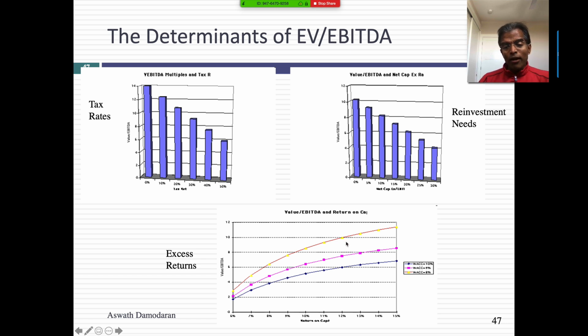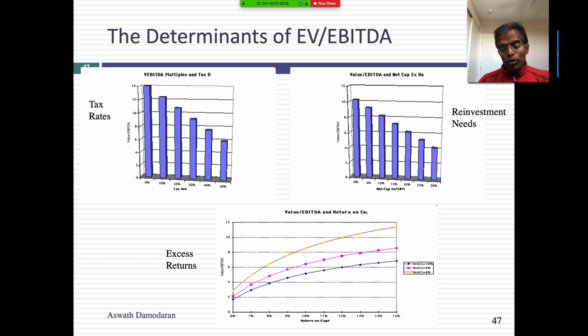In the third graph, I've converted the reinvestment rate into return on capital and looked at what would happen to my EV to EBITDA as my return on capital increases. So basically what I have here is returns on capital ranging from 6% to 16%. And I've looked at three scenarios, a cost of capital of 8, 9, and 10%. With every cost of capital, the EV to EBITDA increases, but the lower the cost of capital, the bigger the impact of having a high return on capital.